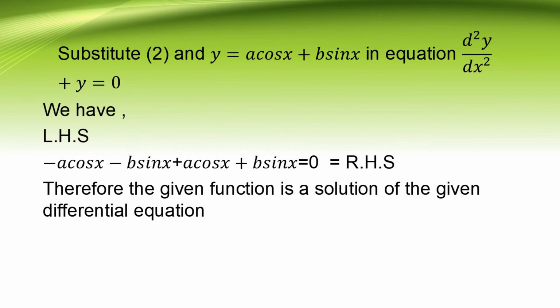Substituting the value of d squared y by dx squared and the function y equal to a cos x plus b sin x in the given equation d squared y by dx squared plus y, we have on the LHS minus a cos x minus b sin x plus a cos x plus b sin x. It equals the right hand side, that is 0. Therefore the given function is a solution of the given differential equation.